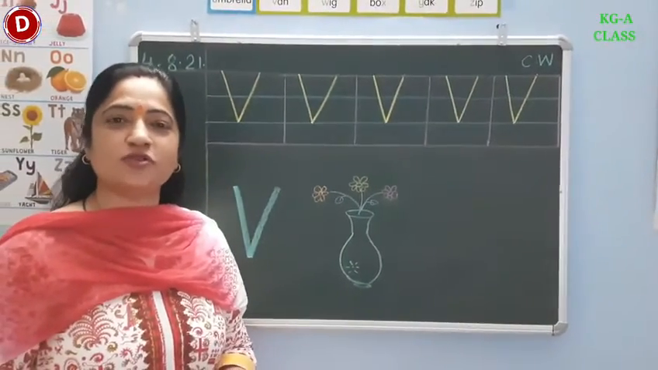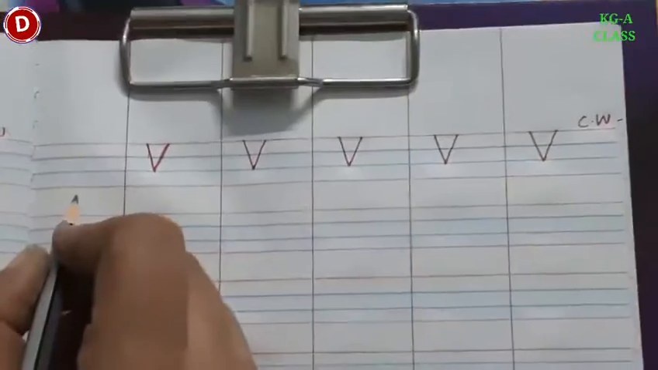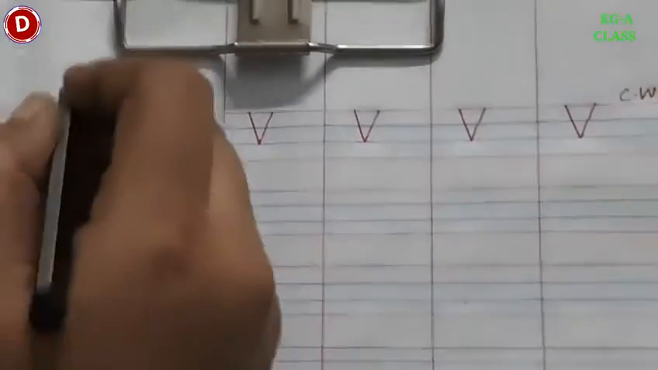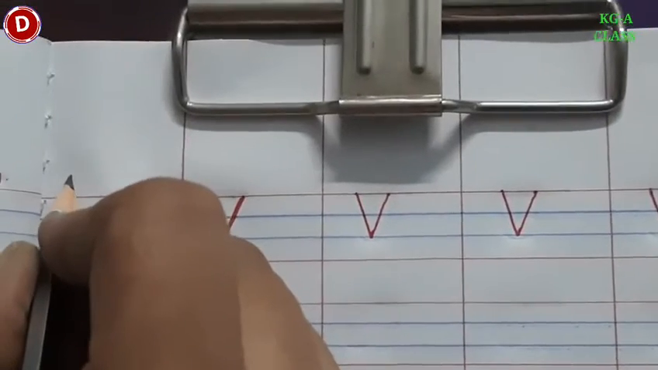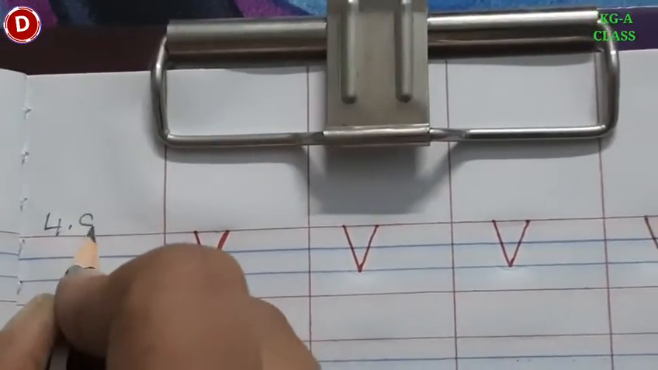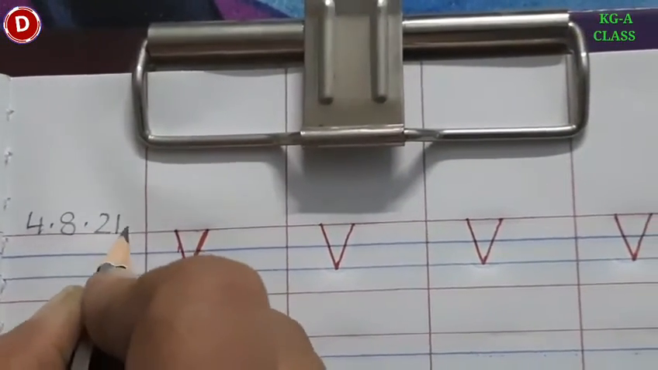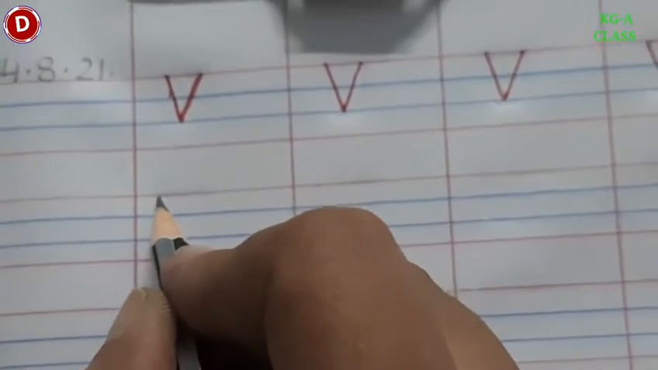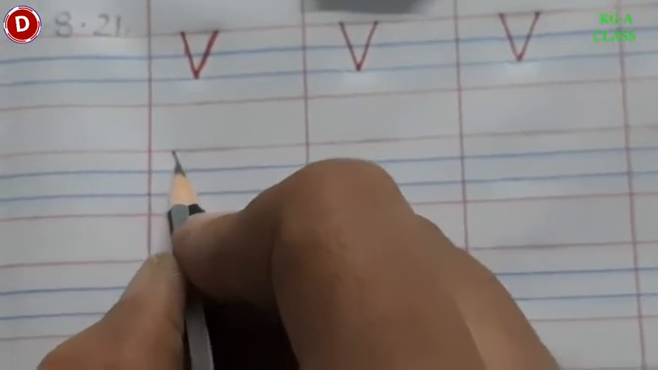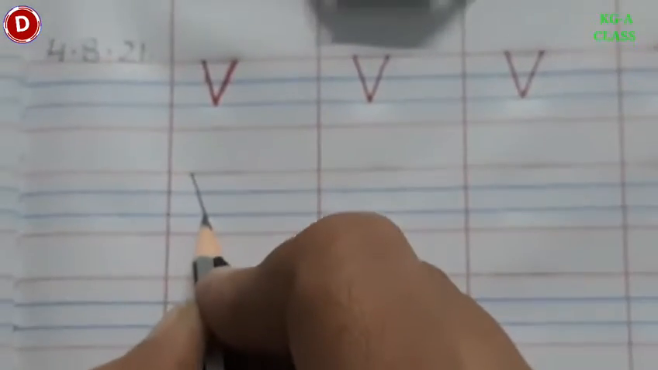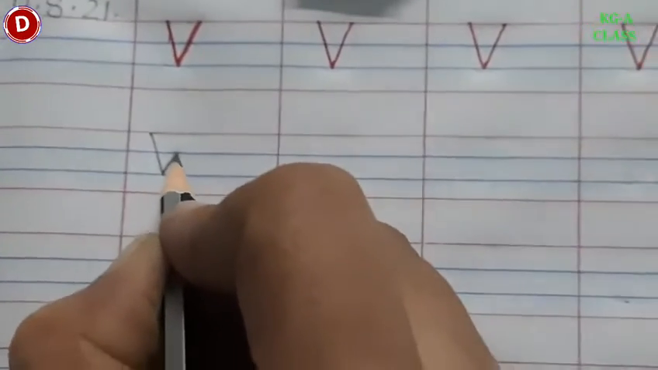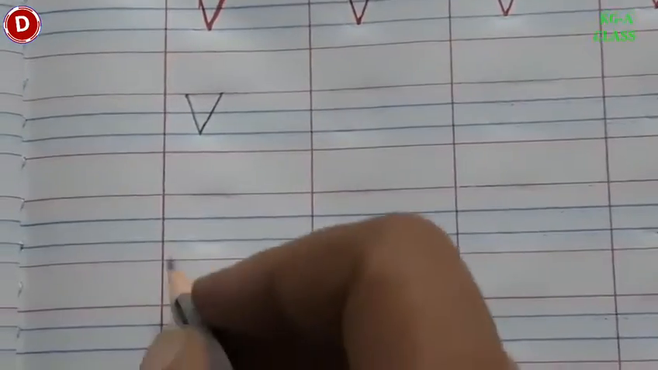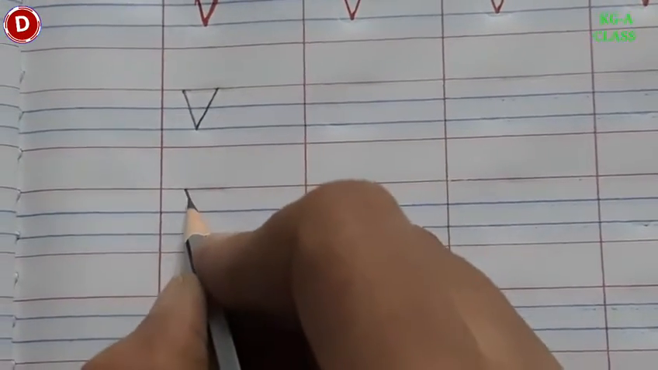Now, I will show you how you will write in your notebook. Now children, let's write capital V in the English notebook. First we will write today's date. Today is 4th August 2021, like this. Now children, put your pencil on the red line here and then you have to make a slanting line till the second blue line and then you have to make another slanting line and go upwards and touch the red line like this. In this way you have to write capital V.